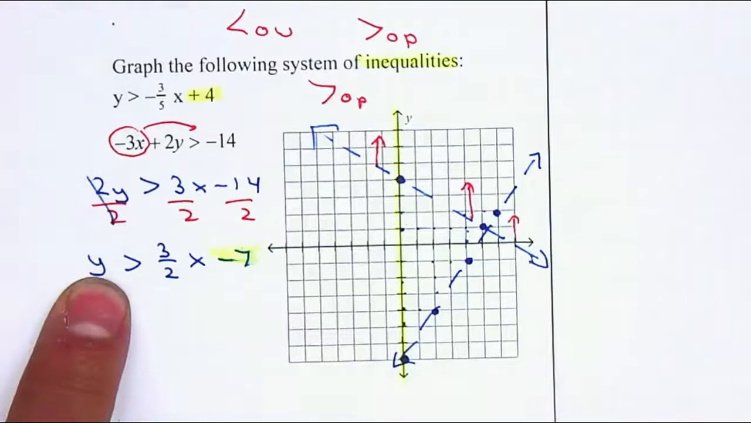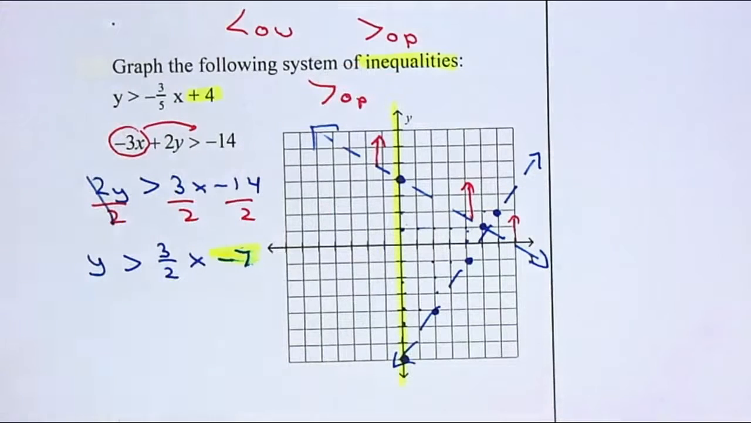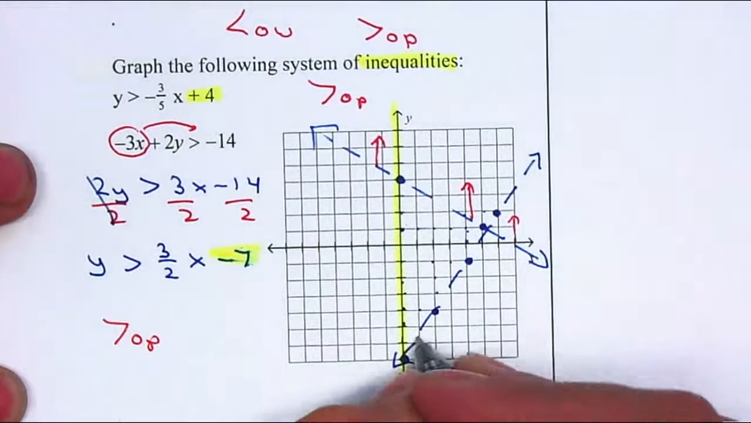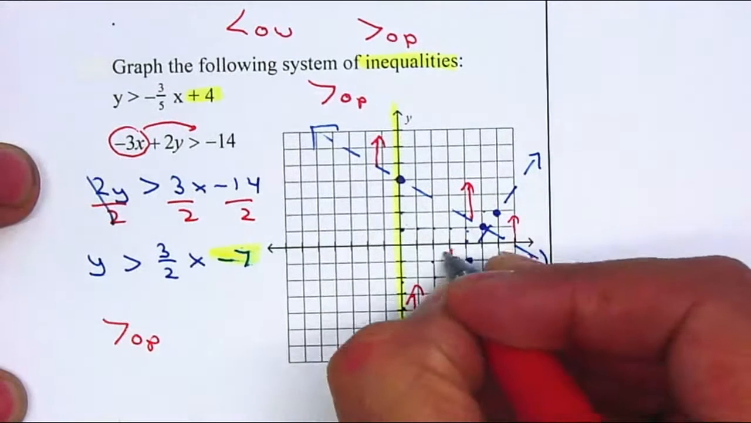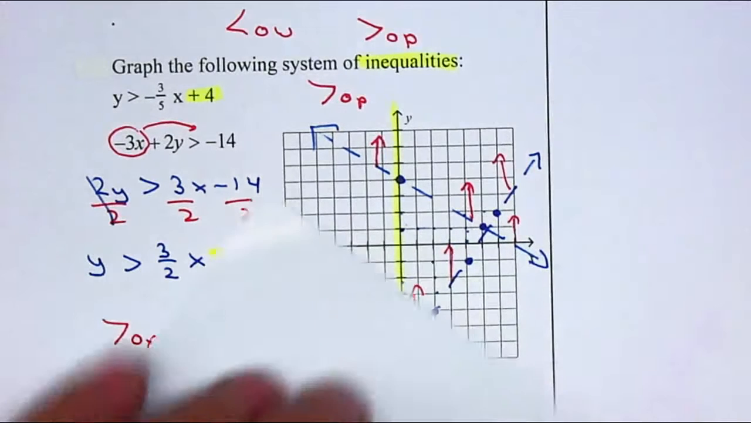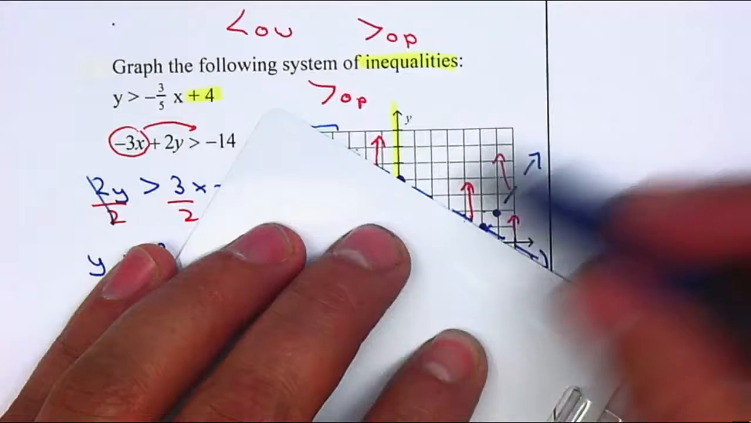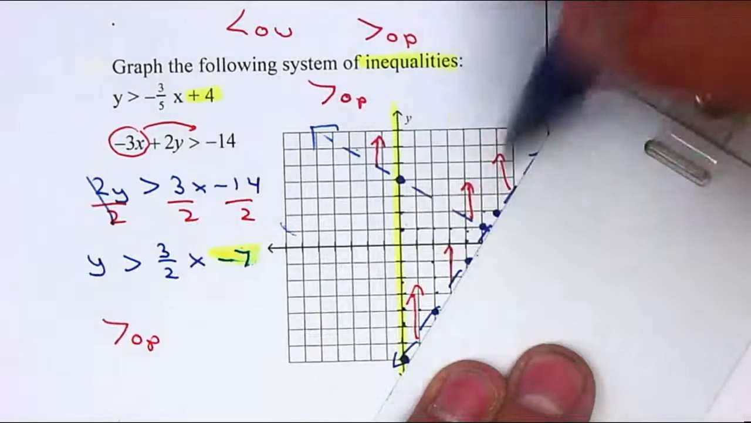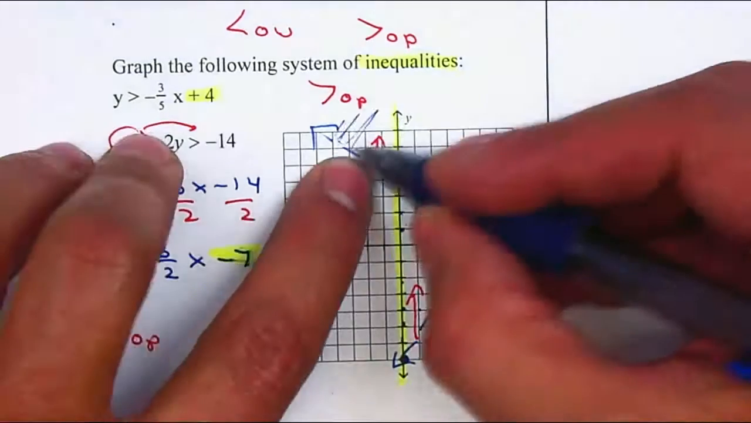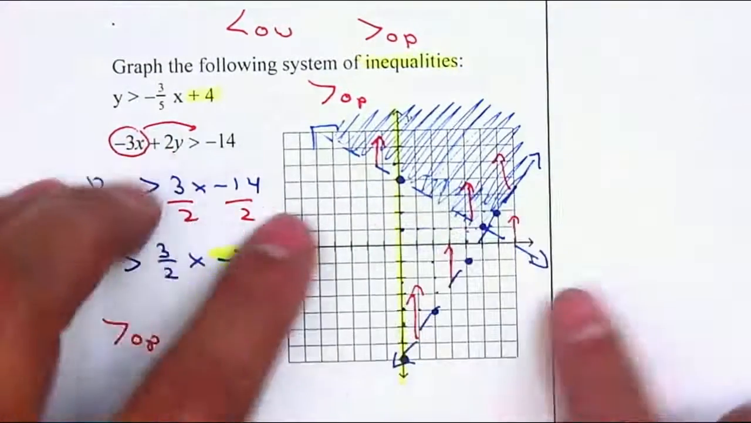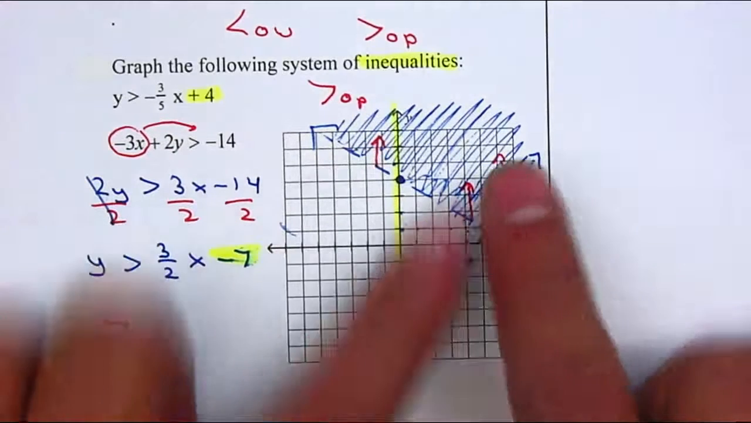I also need to shade the top side. This is greater than, so it'll be the top. Greater means the top. On the first inequality, we were going to be shading this section. On the second one, we'll be shading this whole section. As you can tell, this is a section where they overlap, and you can tell just by the arrows, all of the arrows are pointing that way.